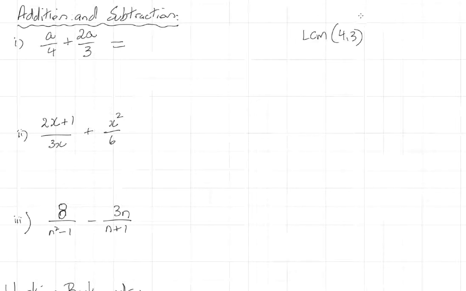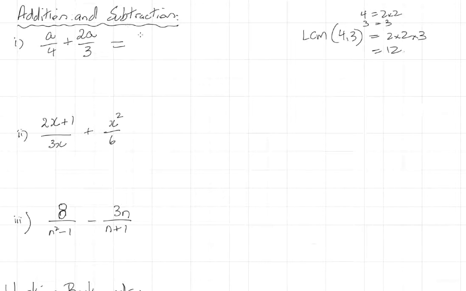Now if we write out the factors of 4 in prime factors, it is 2 times 2, and 3 is just equal to the number 3. To get the LCM, we write out one completely and then say, are there any 2's there? No. Are there any 3's included here? No, so we've got to add a 3. So the LCM of 4 and 3 is 2 times 2 times 3, which is equal to 12. So we're going to make both of these into twelfths.